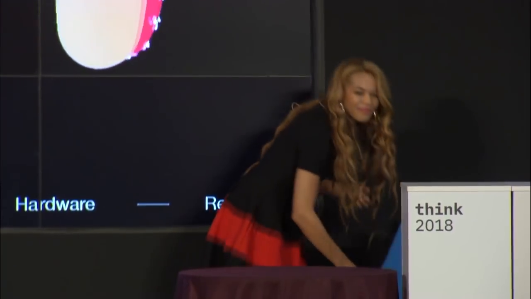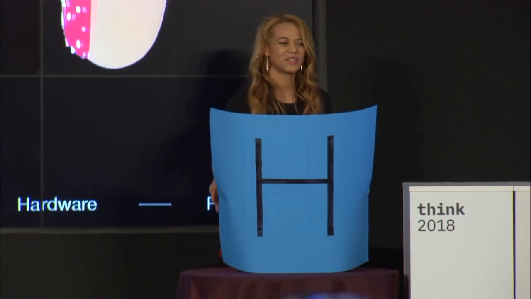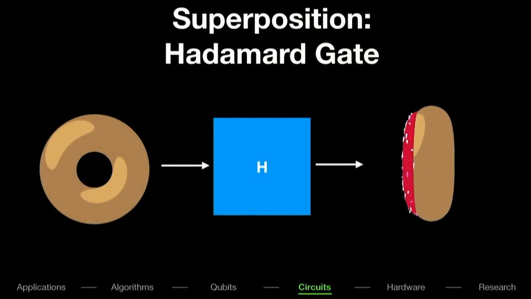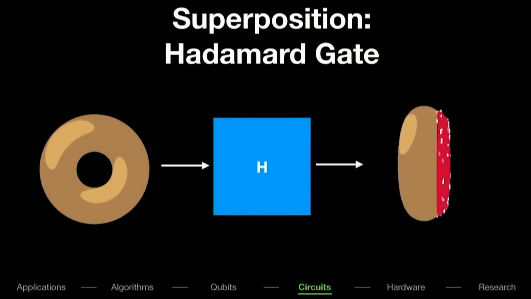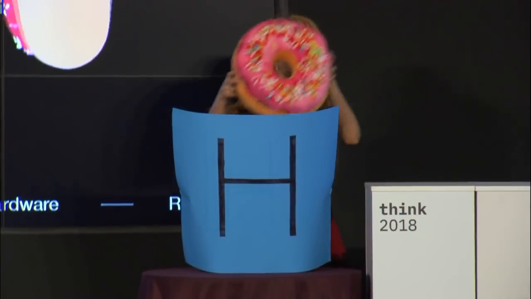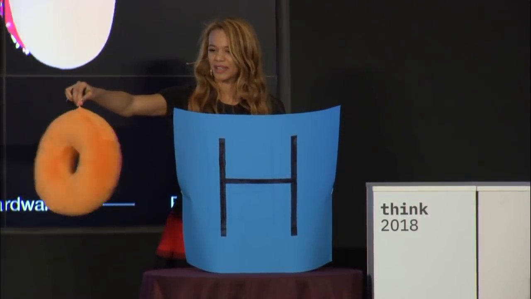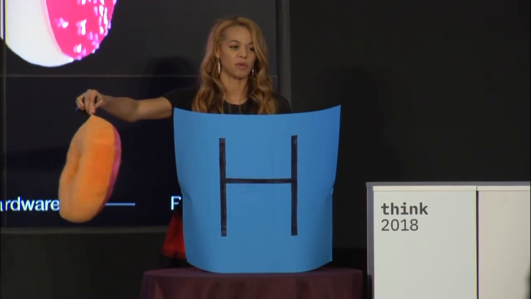So the first gate is called the Hadamard gate. Basically, what this says is, if I have a donut that's either frosted or plain, and then I put it through the Hadamard gate, then it actually ends up spinning. So this puts it into superposition.